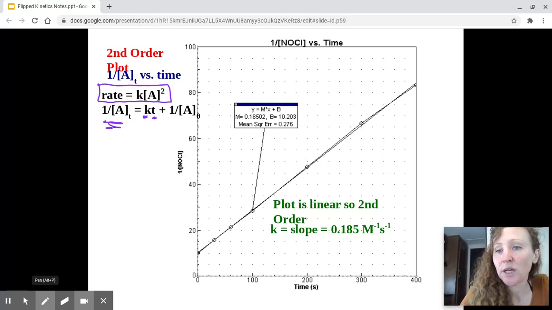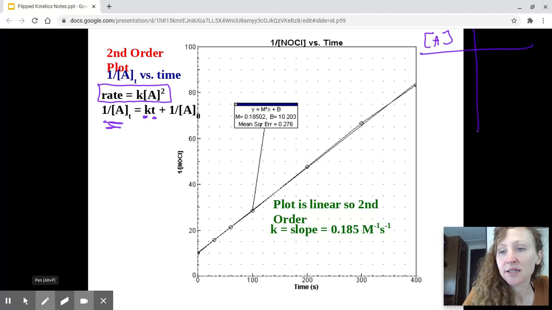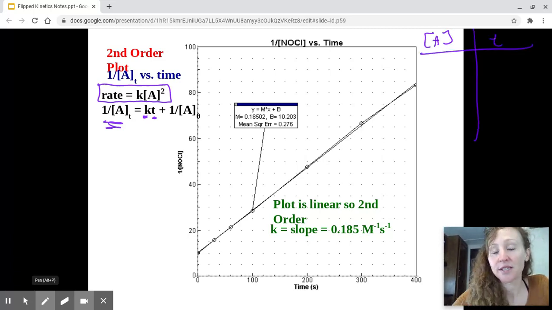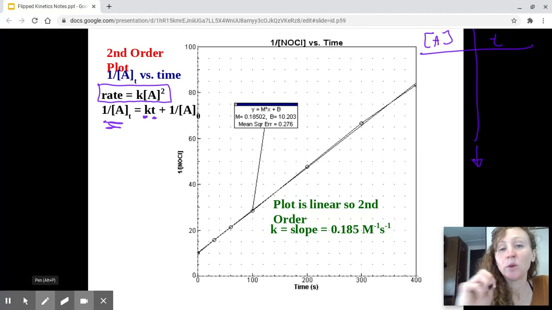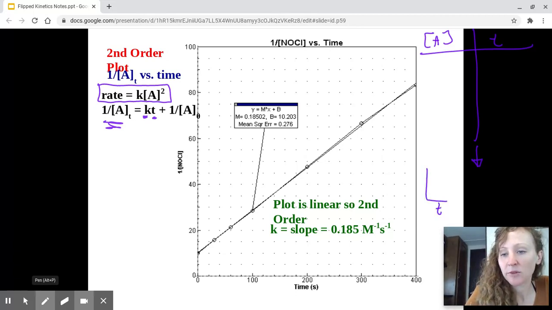So we are going to collect concentration of A versus time. That's what we would collect off of a reaction. And then we would take this data and we would make 3 graphs. One of the graphs is going to be time versus concentration. One is going to be time versus natural log of concentration. And one is going to be time versus the inverse of concentration.